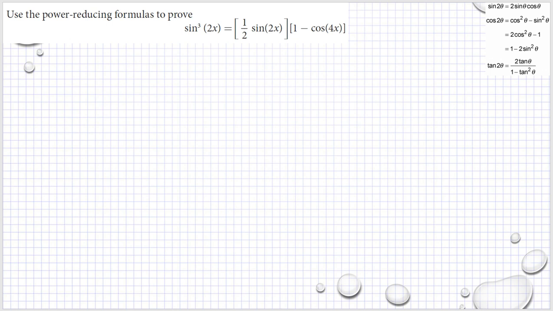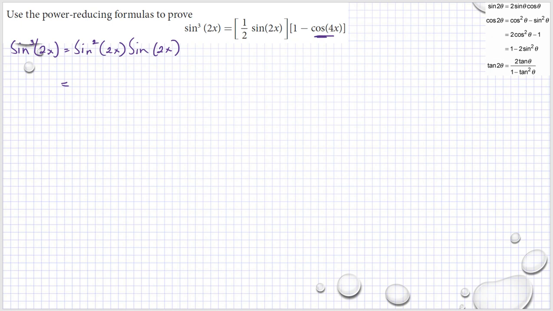We can start by rewriting sine raised to the third power of 2x as sine squared 2x times sine 2x. We already have the sine 2x there, so we don't need to do anything for it. But for the sine squared 2x we need to do something, because we have cosine 4x there.